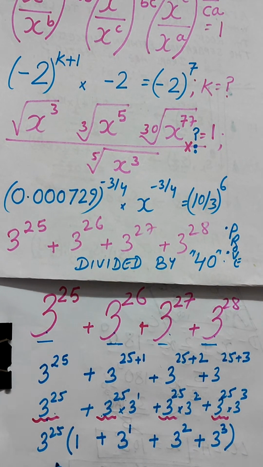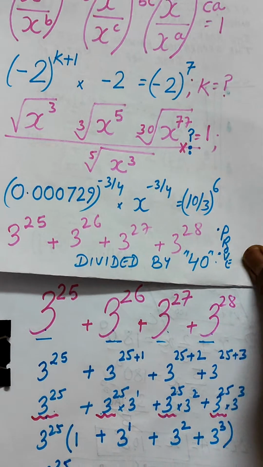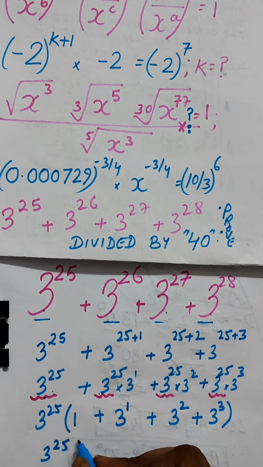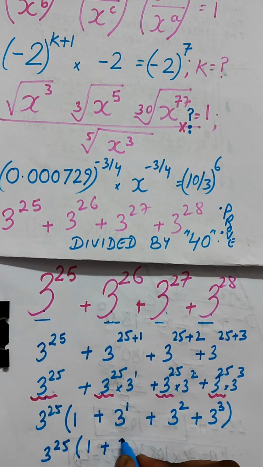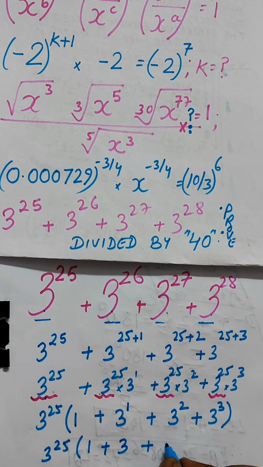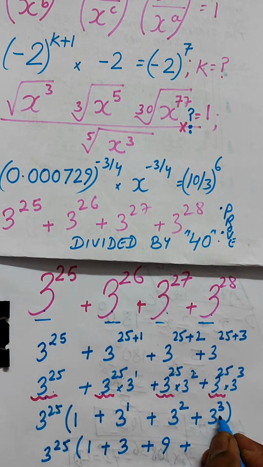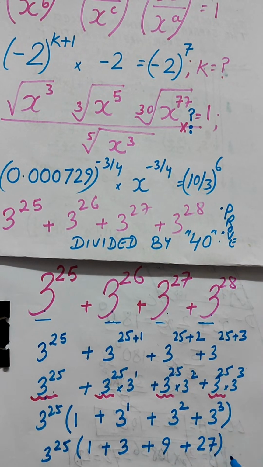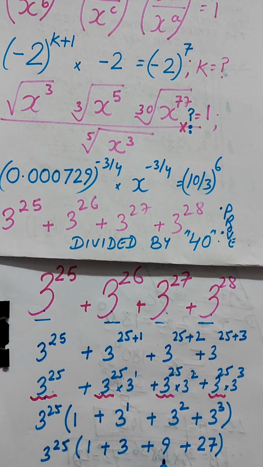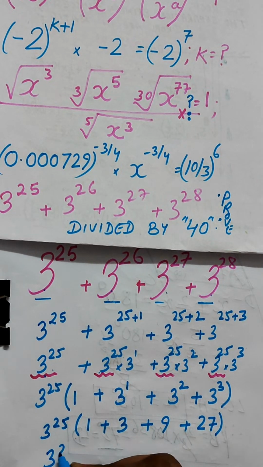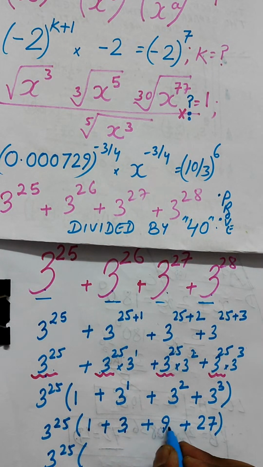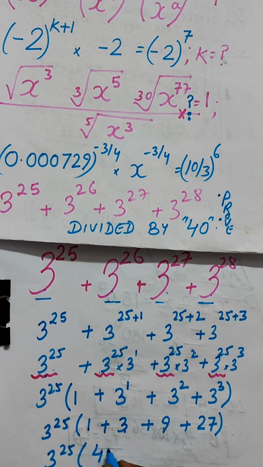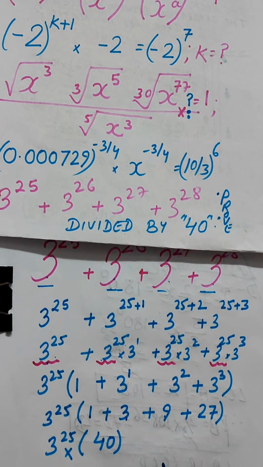Now 3 power 25, leave it as it is, and inside the bracket just solve it. 1 plus 3 power 1 which is 3, and 3 square is 9, and 3 power 3 is 3 into 3, 9, 9 into 3, 27. When you add 1 plus 3 it is 4, 4 plus 9 is 13, and 13 plus 27 is 40. So we get 3 power 25 into 40.